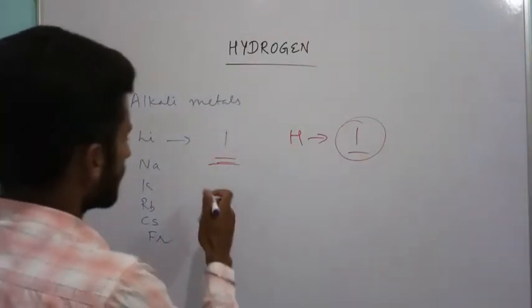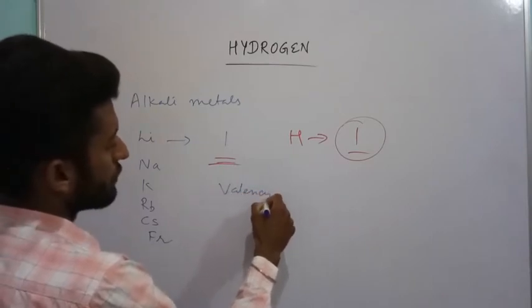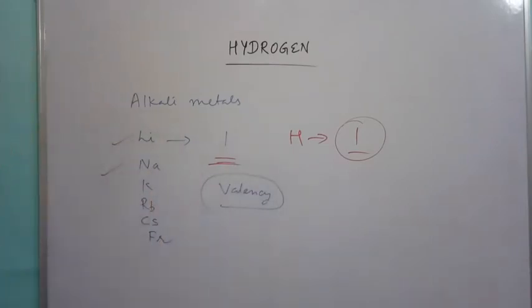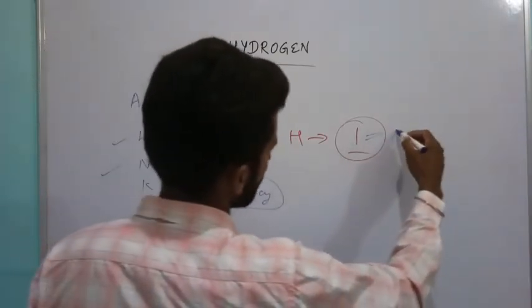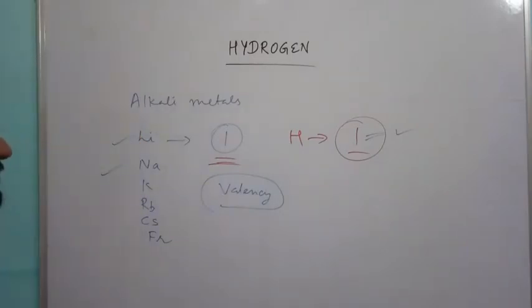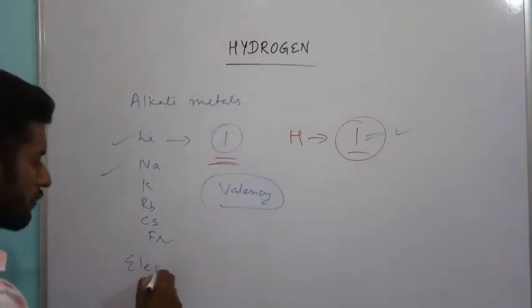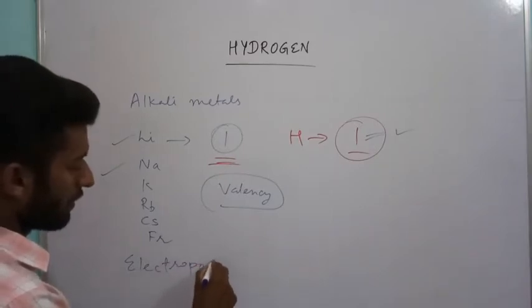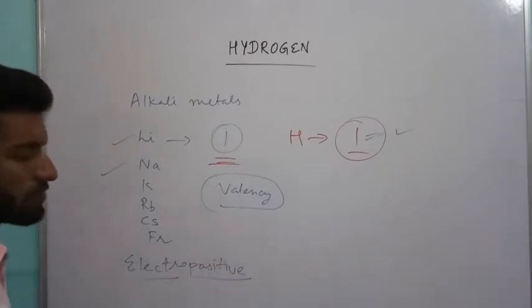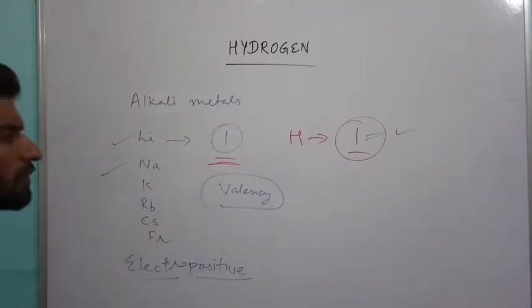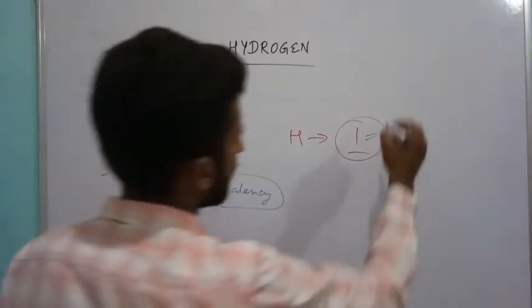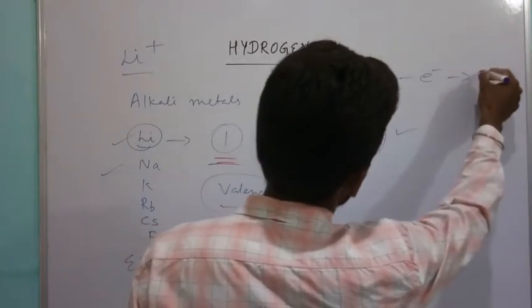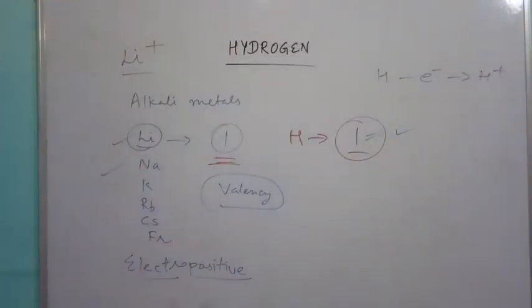Next is valency. The valency of alkali metals, that is lithium, sodium, potassium, rubidium and other alkali metals, is 1. Hydrogen also has valency of 1. After that, if we compare the electropositive character, meaning how much positive charge these elements develop after loss of electron, alkali metals acquire one positive charge. Similarly, hydrogen on loss of one electron acquires one positive charge. So again there is similarity.